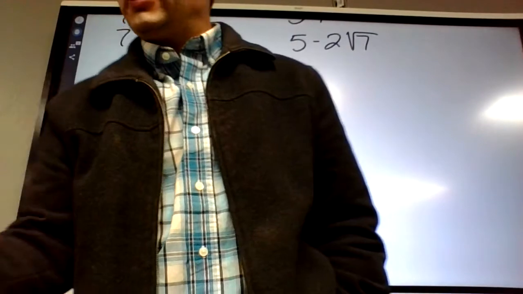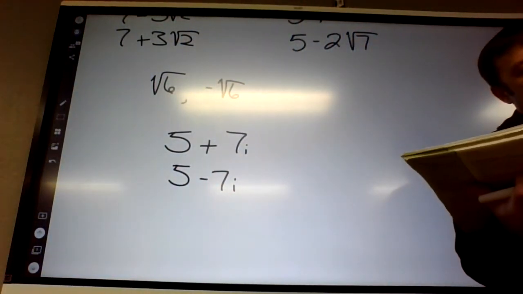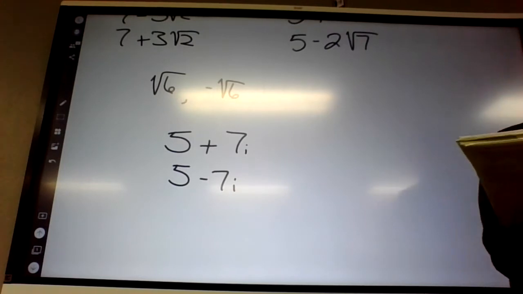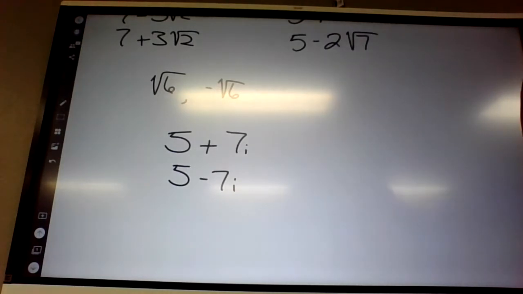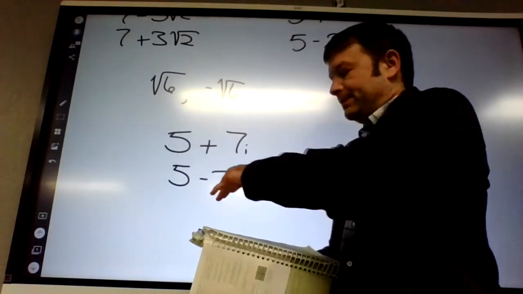They called that some kind of theorem. A theorem is like a proven rule in math. They call it conjugate root theorems: irrational root theorem, complex root theorem, yeah. You don't have to know that, but you do have to know that it's true. So, yeah, they go together.